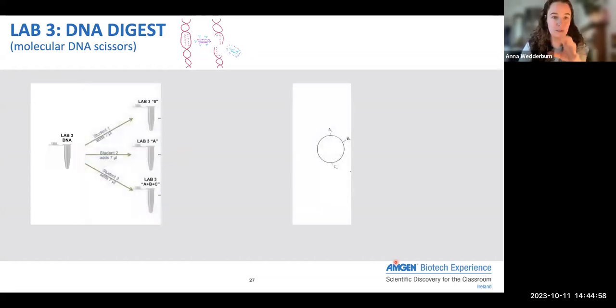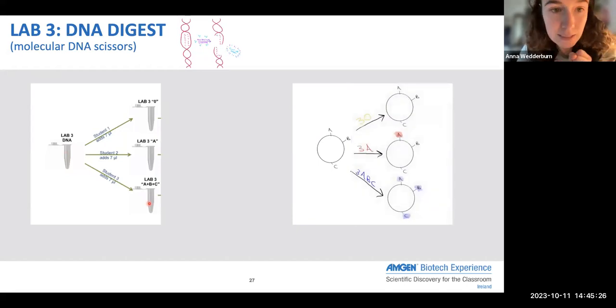What we're going to do then is put 7 microliters of 3 DNA into each of the other tubes, changing the tip each time. So you do 7 microliters of lab 3 DNA into 3 0, change tip. 7 microliters of lab 3 DNA into 3A, change tip. 7 microliters of lab 3 DNA into 3 ABC. So one student each would do each of those things.